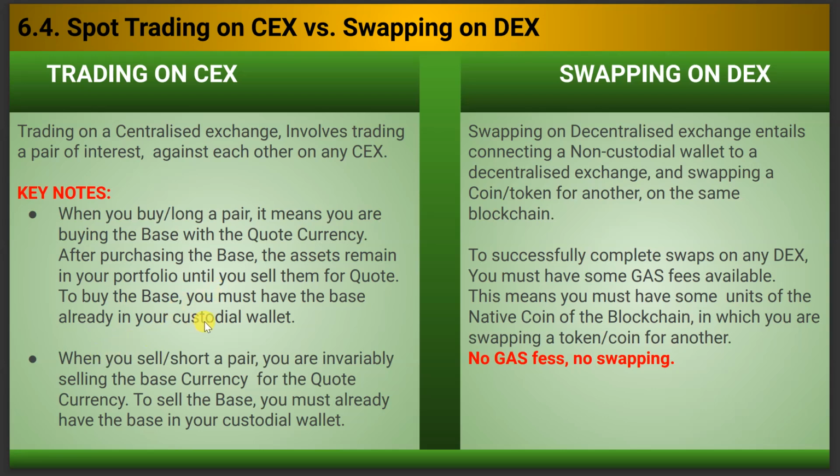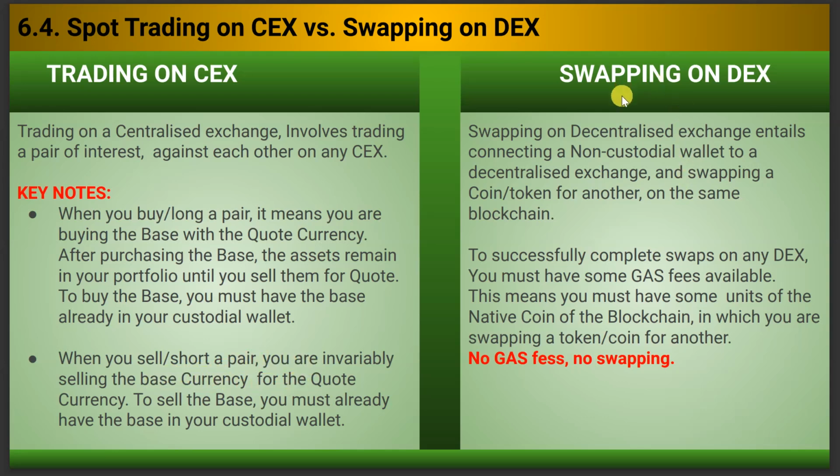And then vice versa. To sell your base, it means you already bought it with the quote. So you know what I said earlier. When you sell or short a pair, you are invariably selling the base currency for the quote currency, right? We explained all of that.